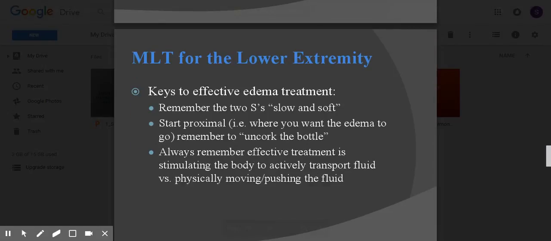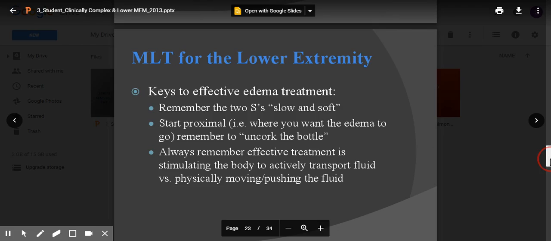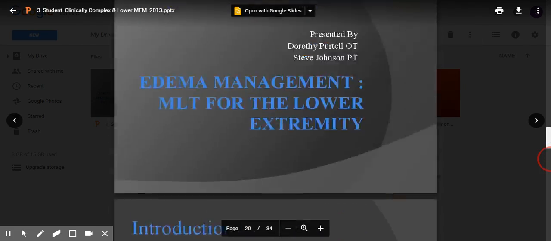Keys to effective edema treatment. Remember the two S's, slow and soft. We start proximal, so where we want the edema to go, and the thought is we want to remember to uncork the bottle. So we want to start with a patient. I'll move us back up to a picture of a resident here.